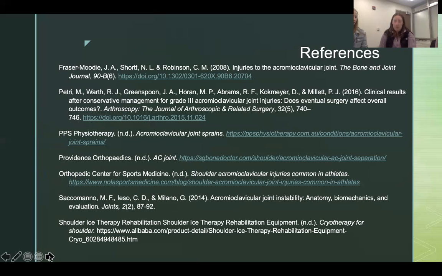And overall, the AC joint injury is an injury that occurs at the shoulder, at the lateral end of the clavicle and the scapula. Some muscles that can be affected are the deltoid and the trapezius. It also can affect many different areas of occupation due to the wide range of motions that can be done at the shoulder. Some interventions include cryotherapy and the RICE method.